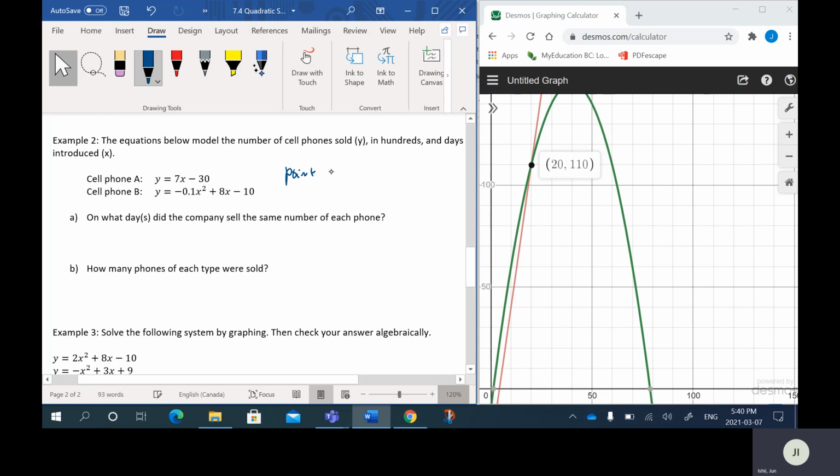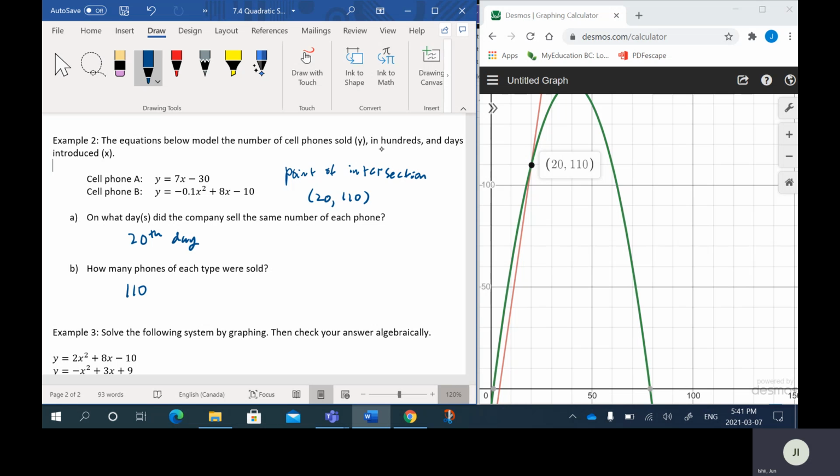So another intersection is at (20, 110). All right, now the key thing here is, on what days did the company sell the same number of phones? So our X is the number of days after it's introduced. So it's on the 20th day. They actually sold the same number of phones, and how many phones of each type were sold? All right, so the same number of phones was 110 for your Y.